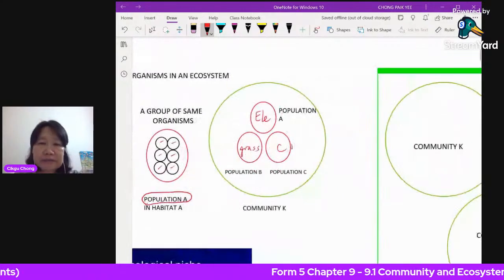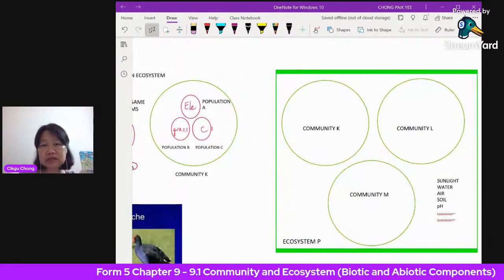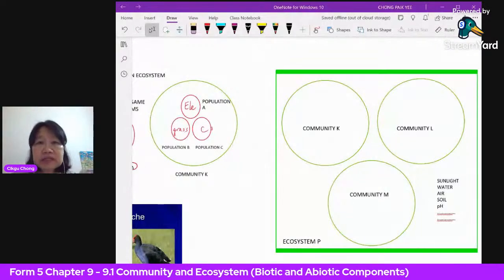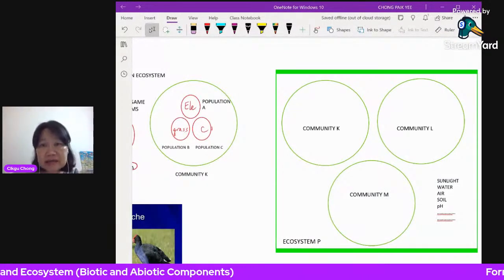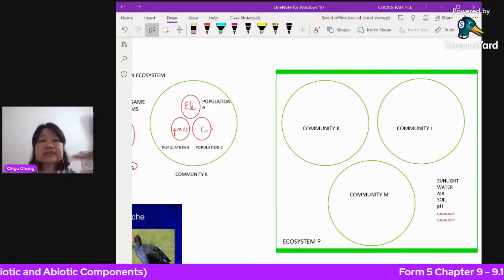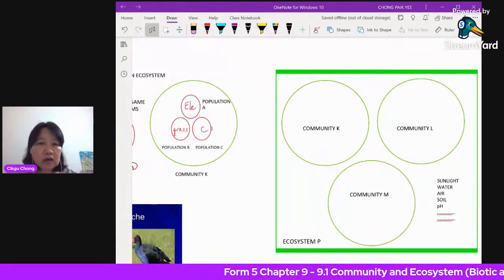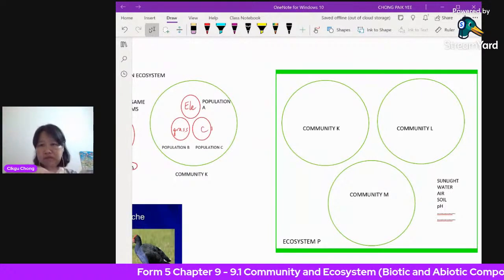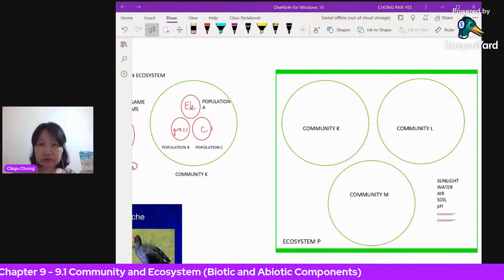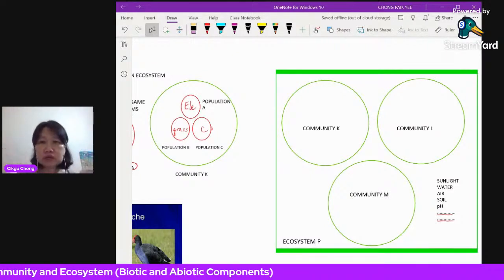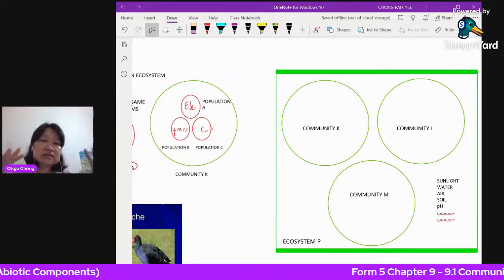Now, then community K, all right, let's say this community, and you have another community living a little bit further off, in a slightly different habitat, but still within the same kind of ecosystem. So you have community K, community L, community M, different communities staying together in one bigger area, one bigger space, we call it an ecosystem. An ecosystem has the same kind of climate, okay?